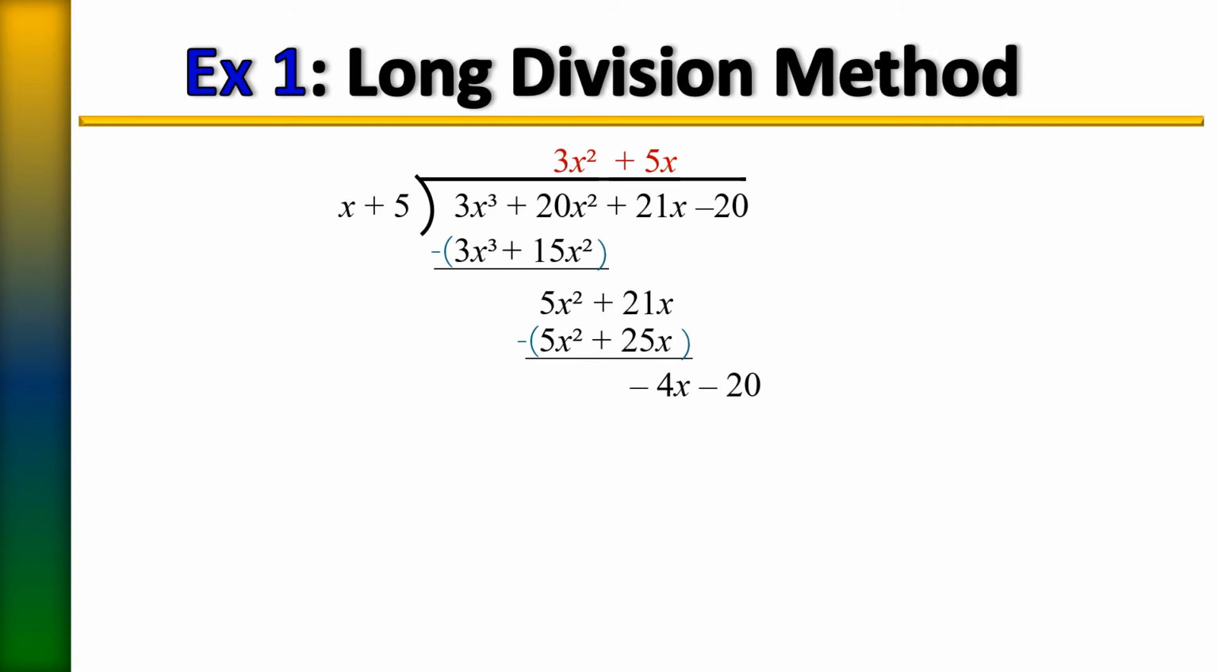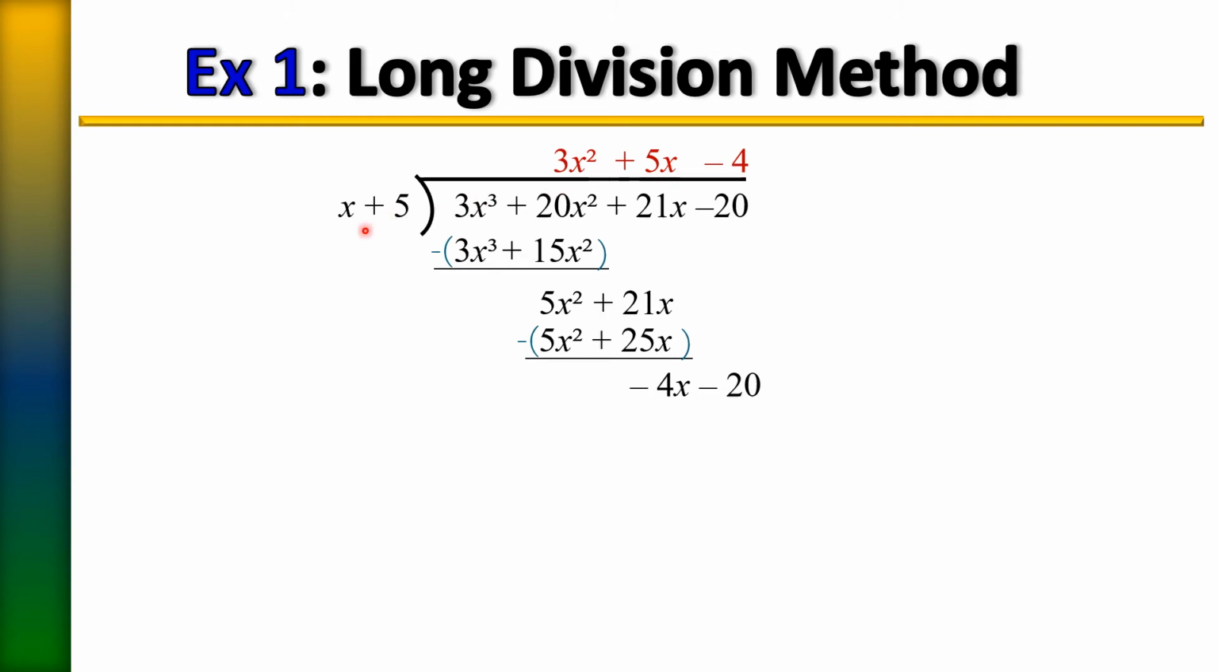Okay, again, we're going to look at the number farthest to the left here. This is negative 4x, and then go outside to the number farthest to the left. This is x, and say, what do you need to multiply x with in order to get negative 4x? You already have the x. You only need the negative 4. So we place that above here where the numbers are. That's a negative 4. We're going to multiply that with both terms in the divisor.